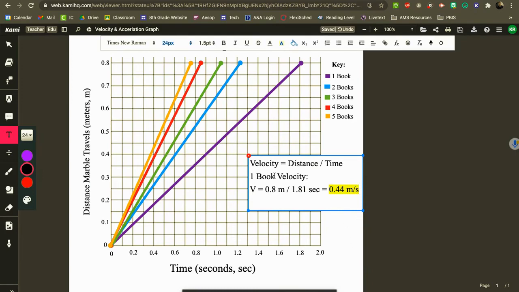And so you can go ahead and fill in the velocities for book 2, book 3, book 4, and 5 books. So all the other ones in the prompt right here.